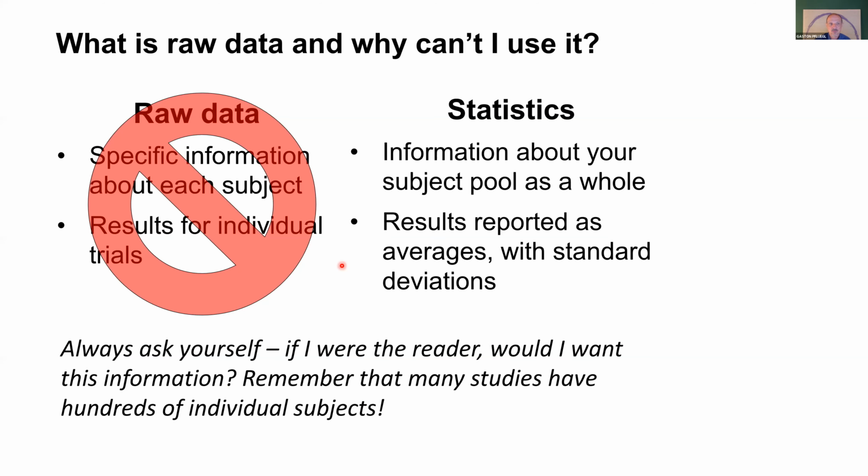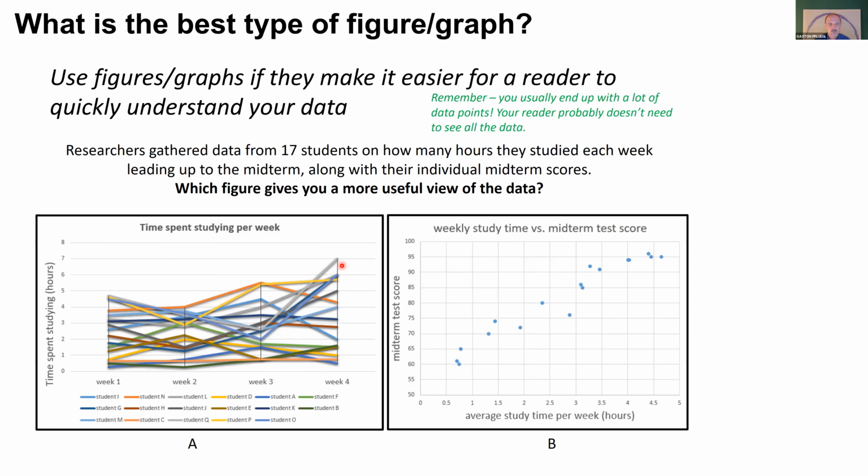If you have the raw data, you can put it in the appendix. Some people do that, and then if you're really interested, you can go and look, but it's not in the main paper. So you want to give statistics about your data. Here's an example. This is raw data, and this is statistics about the same data, differently shown.